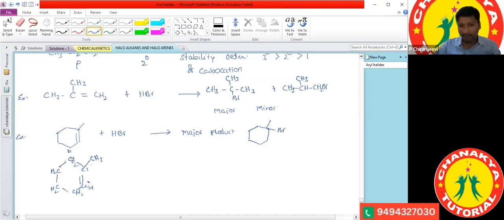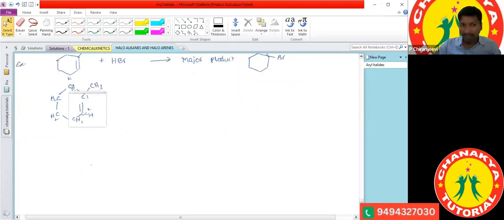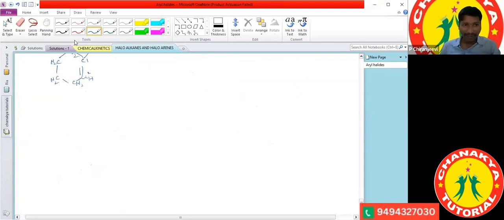Now a JEE type of question. Let us see how many members do it. In this one, the condition is: CH3, C, CH, CH3, CH, CH2, CH3. Find the major product.